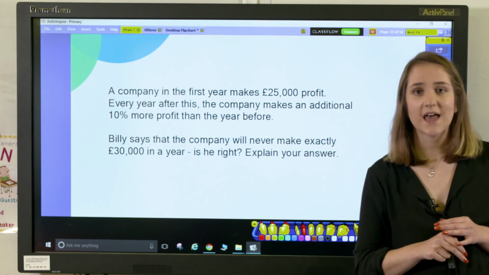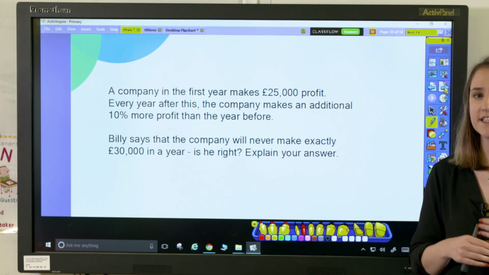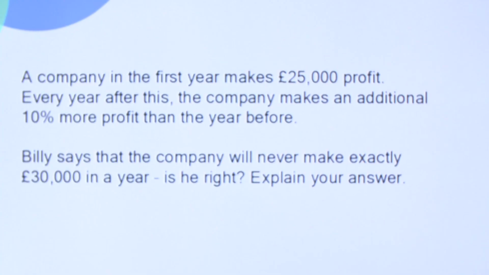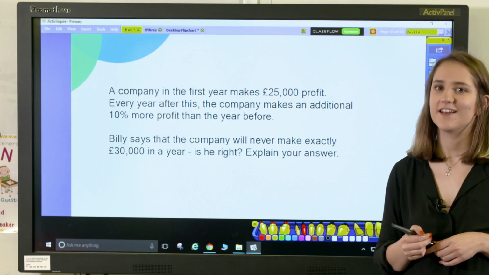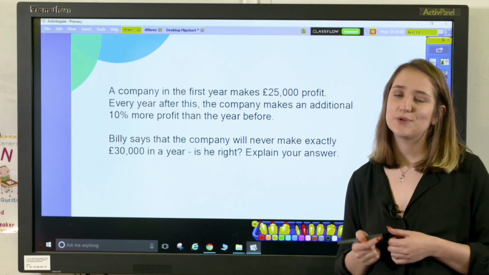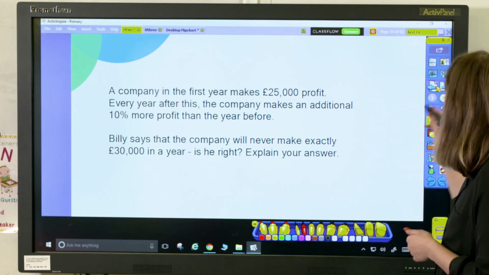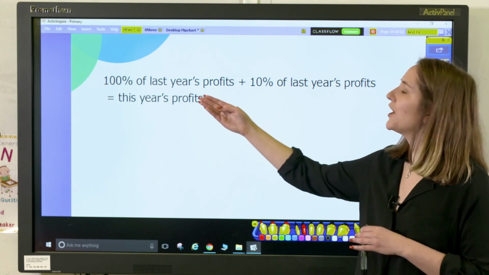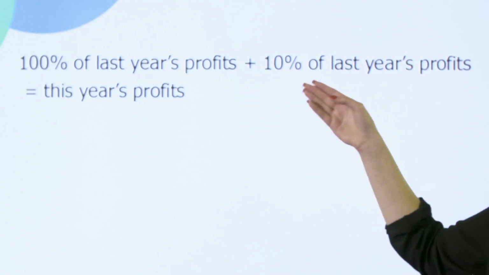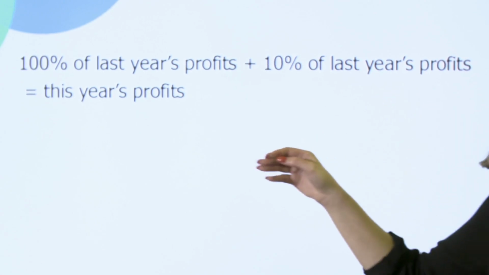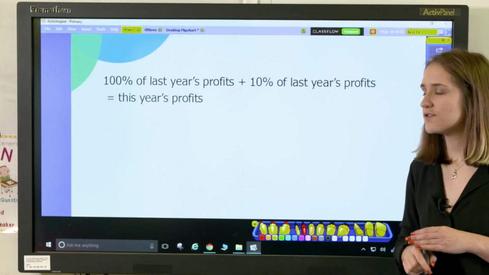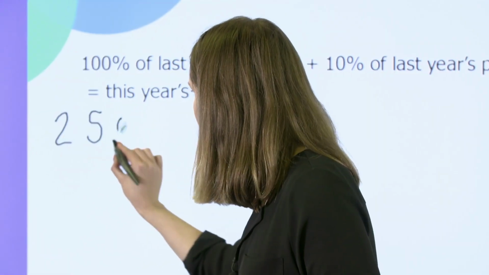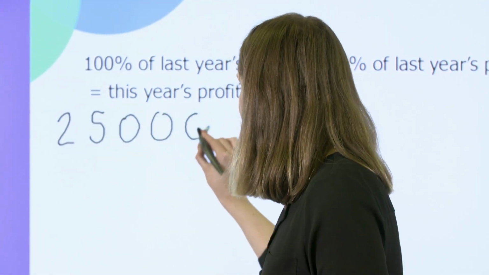This next problem again requires your pupils to reason. The question says, a company in the first year makes £25,000 profit. It's a good idea to get your pupils to explain how they're going to answer the problem. So, for example, they might say they're going to take 100% of last year's profits and add it to 10% of last year's profits to find out this year's profits. So, then they would be taking £25,000 and adding it to 10% of that.